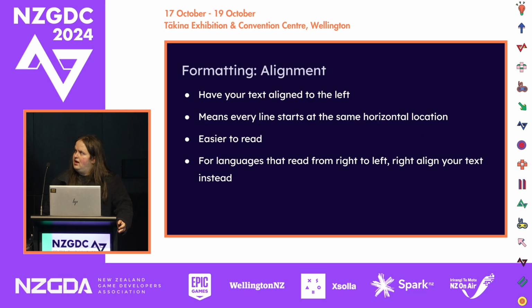And for text alignment, if you're writing in English, you're going to want to left align your text. You're going to want to do that if you're writing in any language that reads from left to right. And the reason behind this is so you know exactly where horizontally the next line starts and you don't need to find the next line. If you're instead writing in a language like Arabic, which reads from right to left though, you're going to want to right align your text instead.